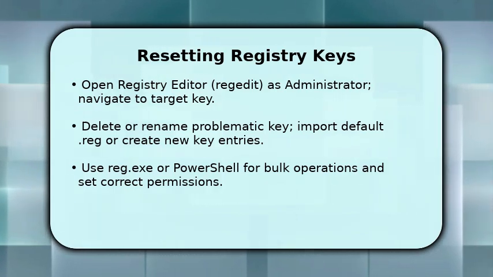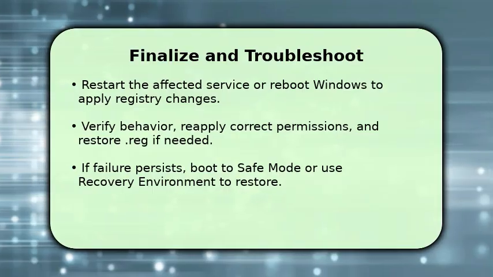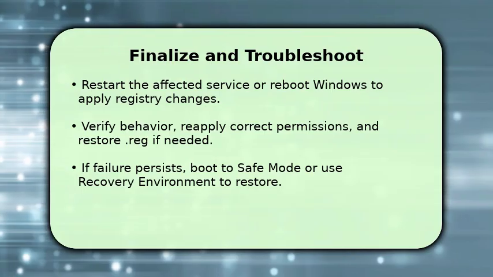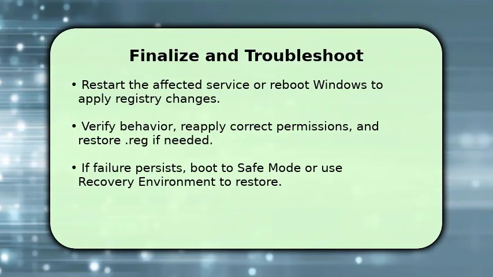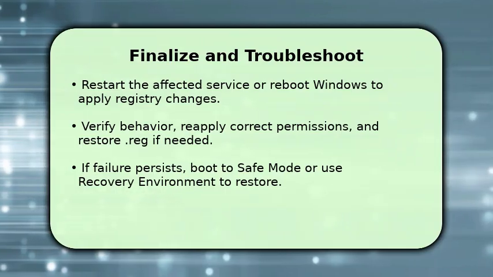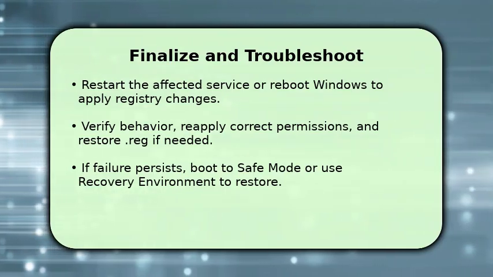After making changes, restart the specific service or reboot Windows so the system loads the defaulted keys. Then verify the application or system behavior. If settings aren't applied, recheck and reapply correct ACL permissions and re-import your .reg backup if necessary.